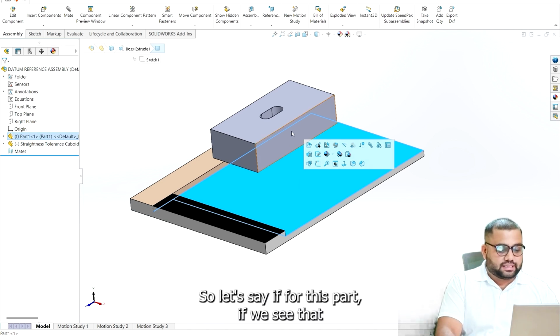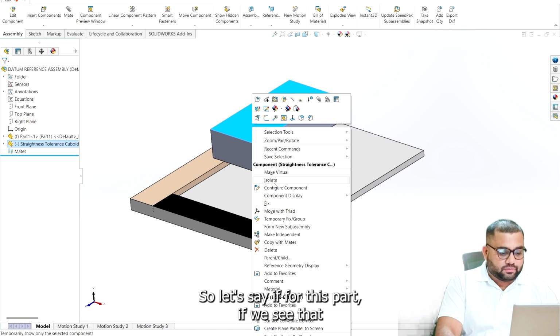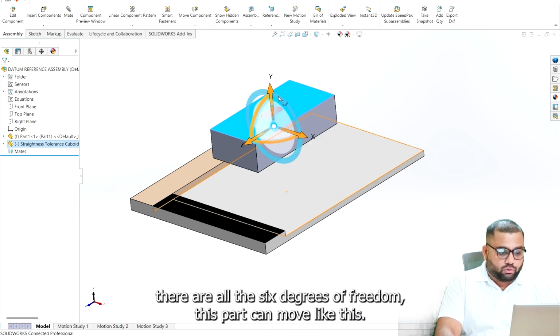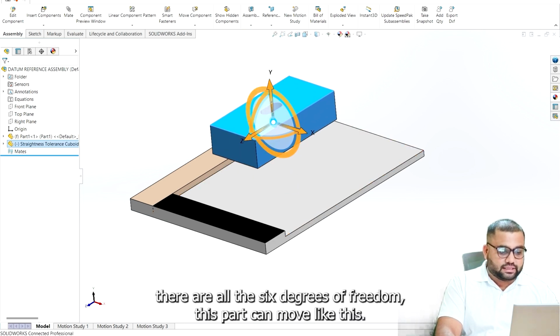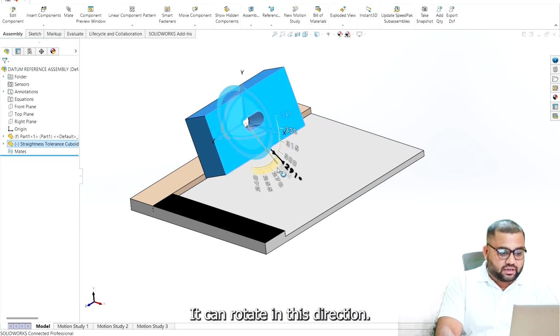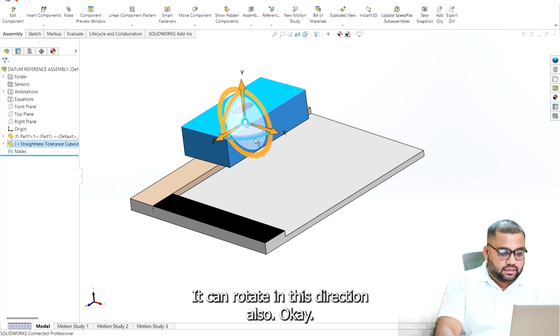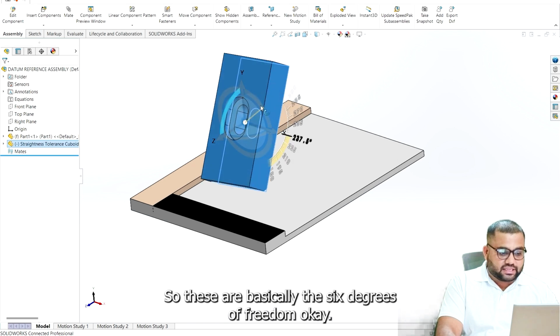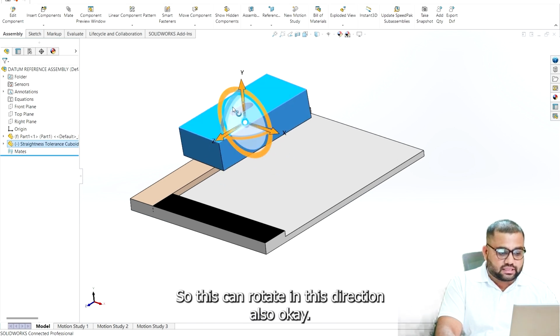Let's say for this part, there are all the 6 degrees of freedom. This part can move in this direction, in this direction, it can rotate in this direction, it can rotate in this direction also. So these are basically the 6 degrees of freedom.